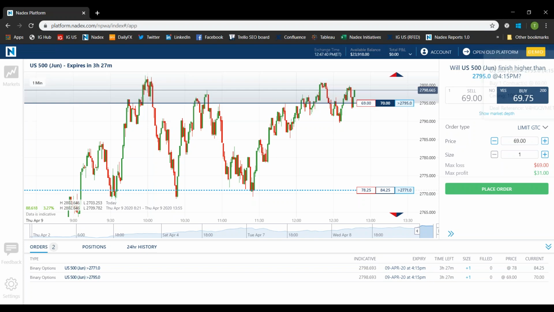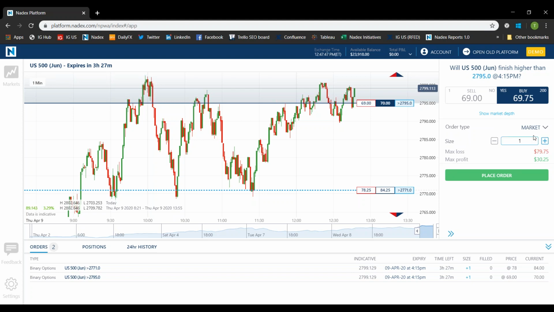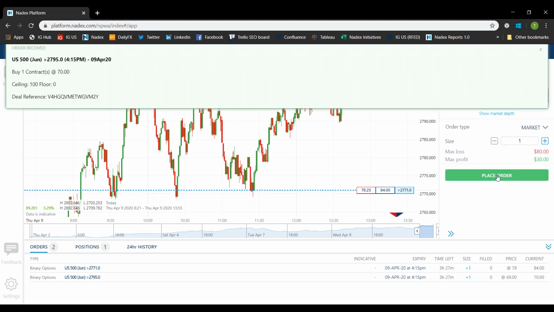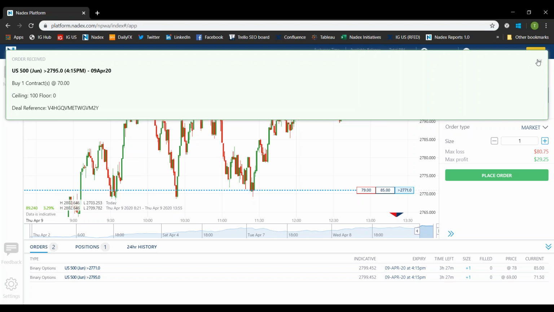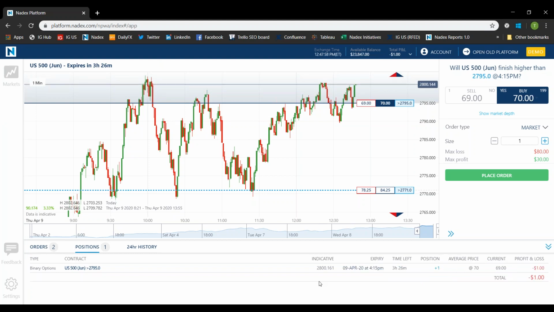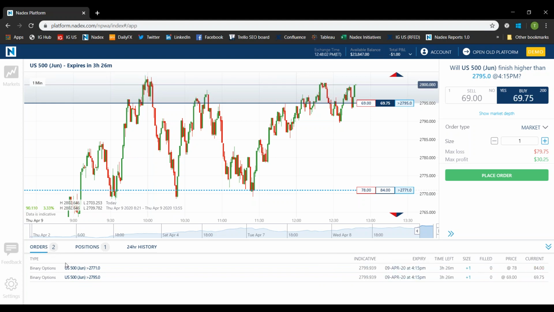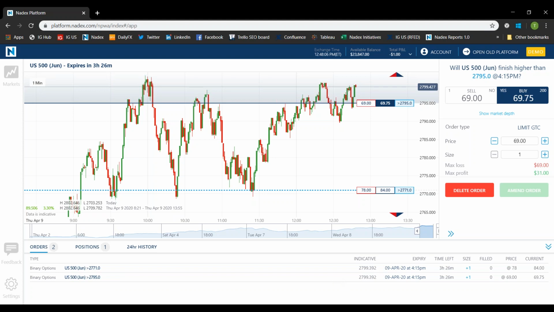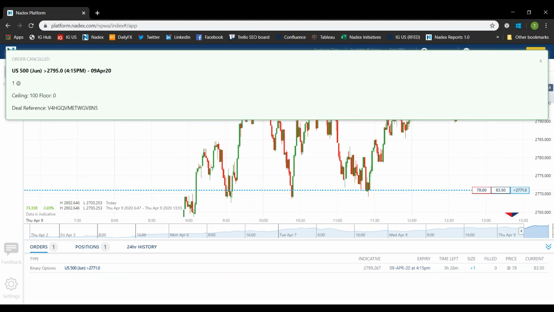Oops, look at that. The market moved and I missed it. Let's make that a market order so that I get it. All right, I placed a market order and I got filled at 70 right away. By the way, you'll notice that I did buy that one for 70, and I still have that order for 69 below. I might want to cancel that order, so let's go ahead and delete it. So I just canceled that order.